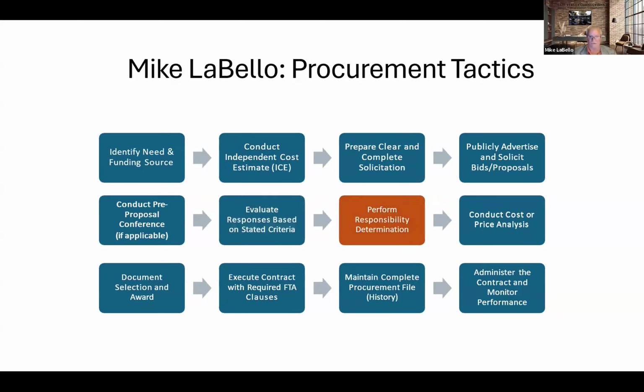Next task is to perform a responsibility determination, another requirement the FTA expects you to do and they will look for. Really, all you're doing here is verifying that the selected vendor is responsible. You'll check to make sure they're not debarred in SAM.gov. You'll look to see if they have the capacity to perform and have a satisfactory record of integrity and performance to bring the project to fruition.